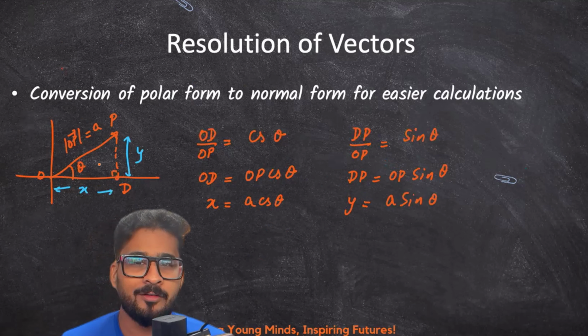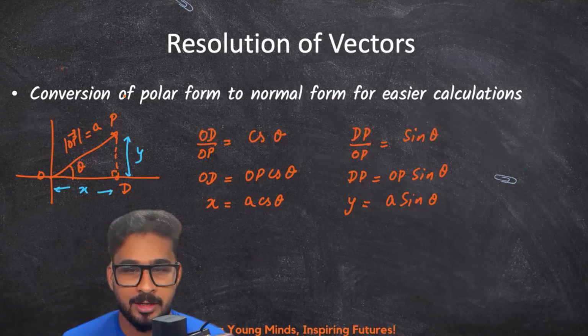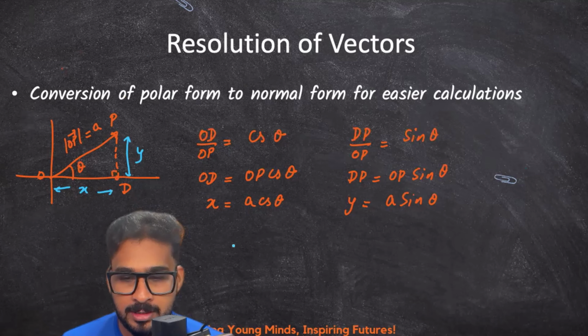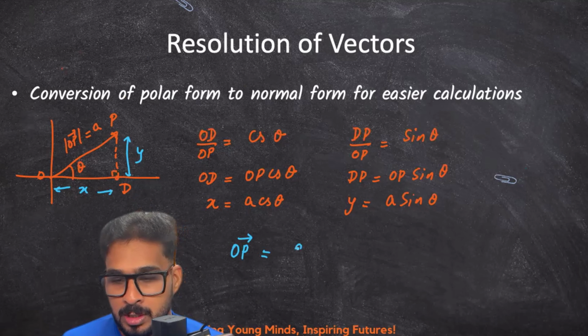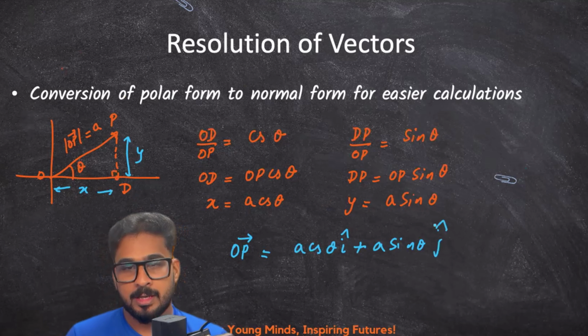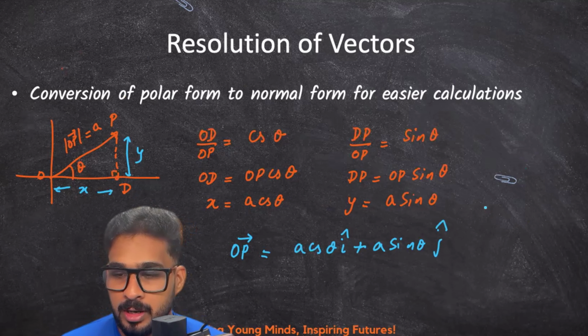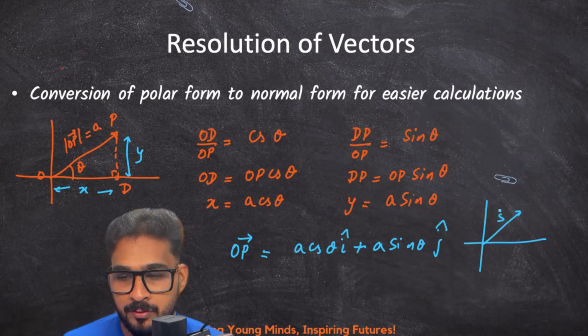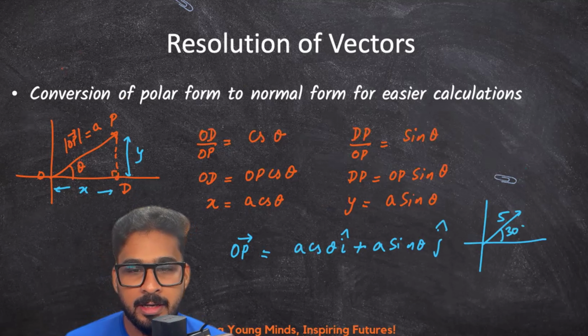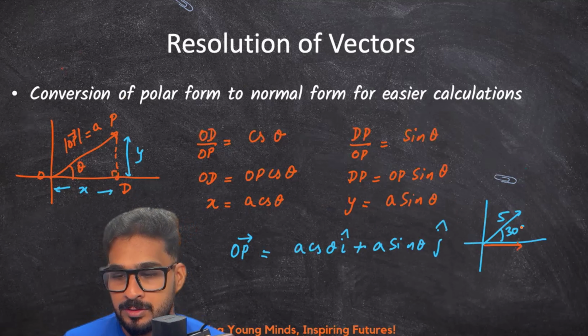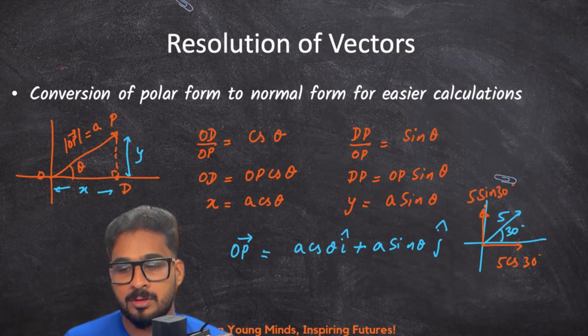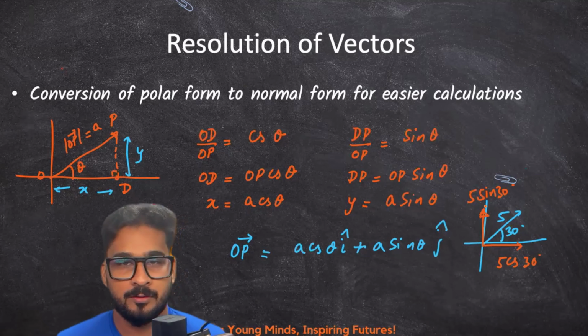So clearly now I have got the x component and y component, and I can write the normal form as OP bar is equal to A cos theta i cap plus A sin theta j cap. This concept is called resolution of vectors. So if someone has given me a vector like this, 5 and this 30 degrees, I can write in terms of x direction, this vector is 5 cos 30 degree, and the y direction component is 5 sin 30 degree. This is the most important thing from our physics point of view.